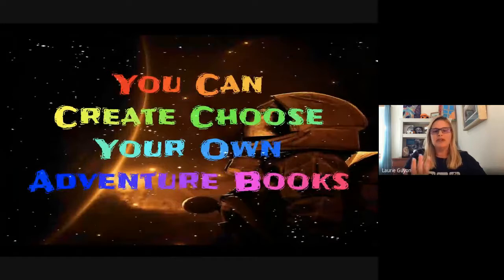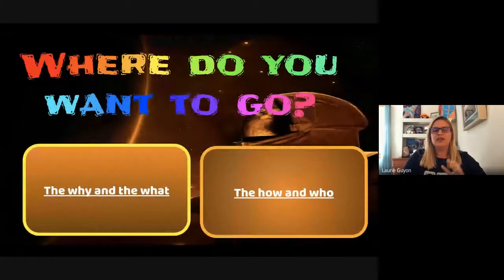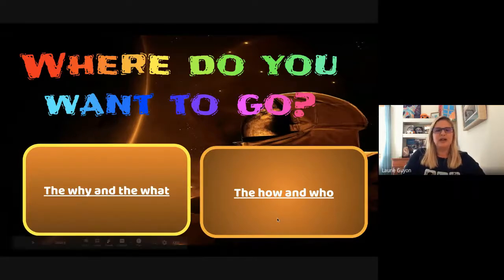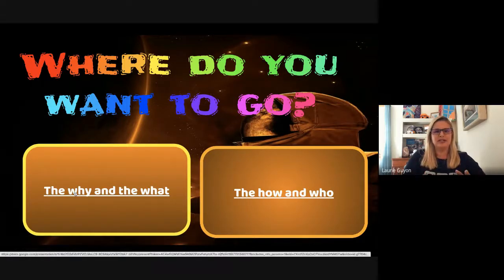So let's talk about how you create them and the basic things that you need to know. First of all, there's always going to be choice, and choice is going to be built into whatever slide you use, so that no matter where you click, it's going to take you to different parts of the story. So if I click on the why and the what, it's going to bring me to the slides that cover that. If I click the how and the who, it's going to bring me to slides that cover those two topics. So where I choose to go will be based on what I click.